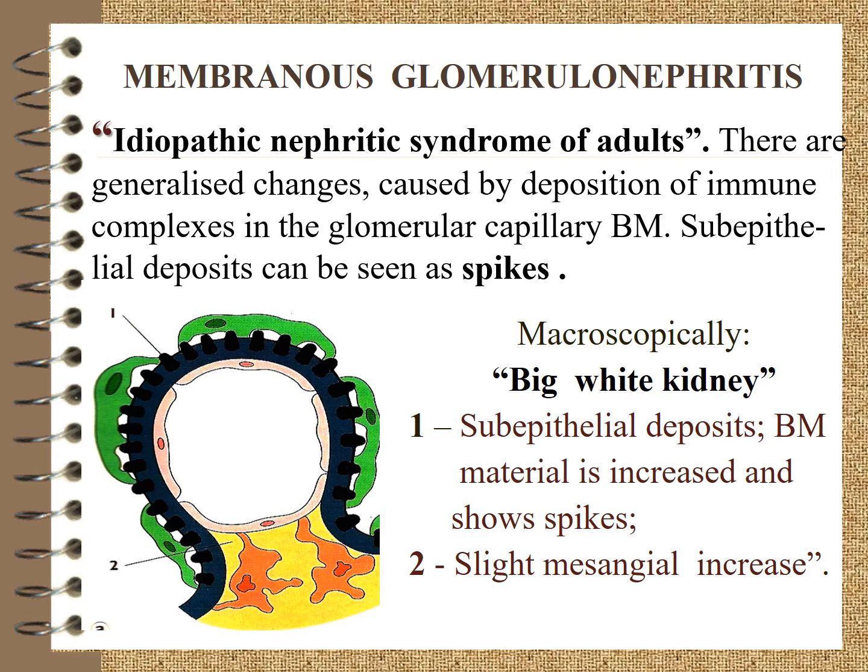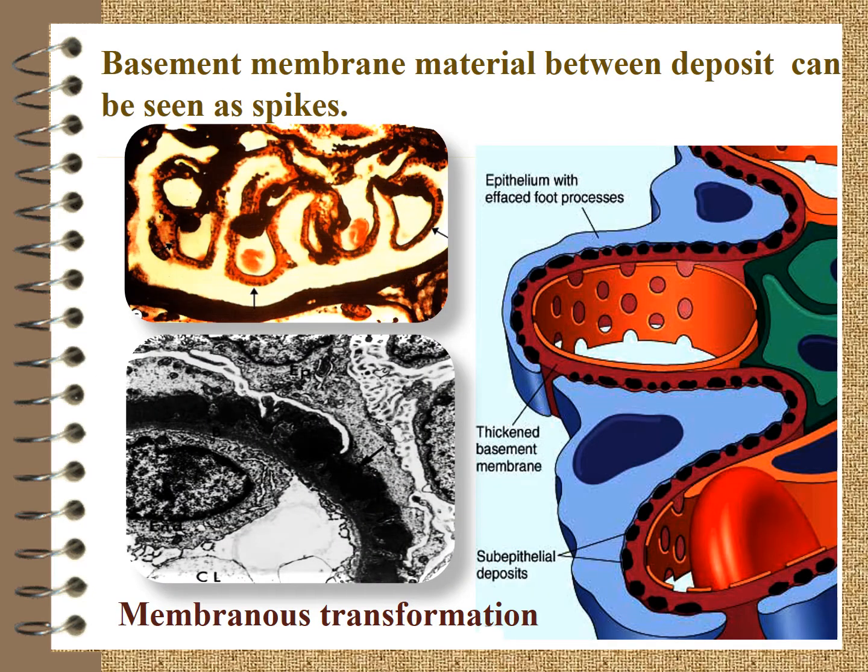Macroscopically, enlargement and general pallor due to edema are evident, and microscopically several stages can be recognized. In the early stage, tufts enlarge and mesangial matrix slightly increases. There are generalized changes in the glomerular capillary basement membranes with subepithelial deposits. Increasing basement membrane material between deposits can be seen as spikes. This process is referred to as membranous transformation. Immunofluorescence exhibits granular, diffuse peripheral deposits, usually IgG and C3.